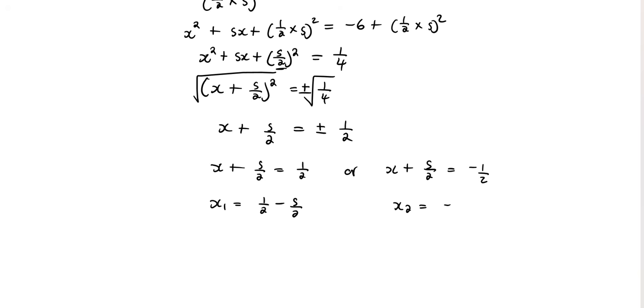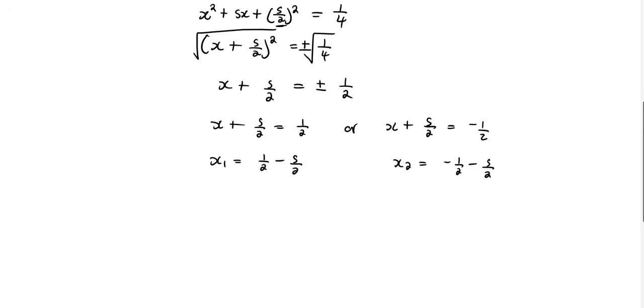x2 will be equal to negative a half minus 5 over 2. So you know the rule that says if you have the same denominator, you can add the numerators. So I'm going to apply that rule here. If we simplify, your answer will be negative 4 over 2, which is negative 2.